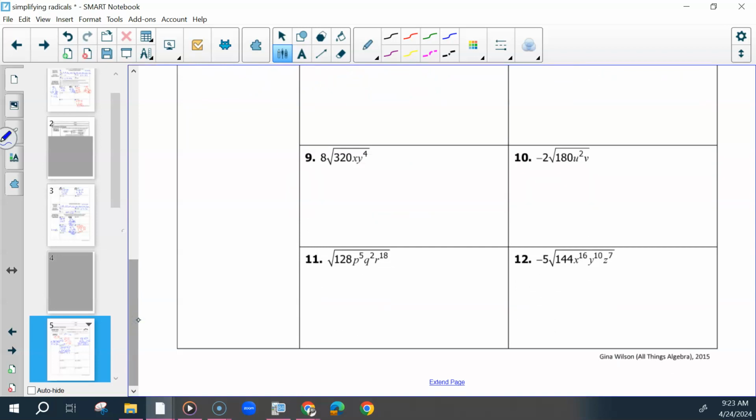Let's do this one, number 9. Go ahead and separate each thing. Find the highest perfect square that goes into 320.